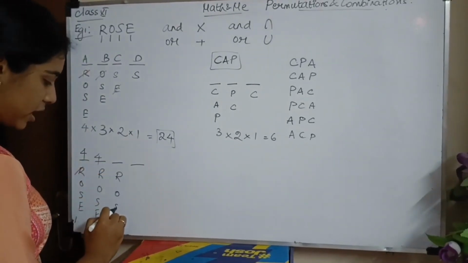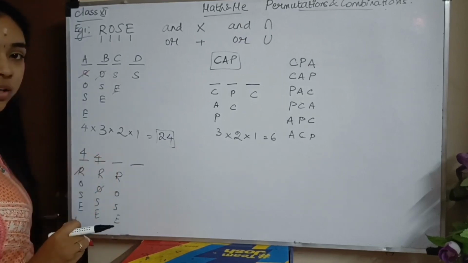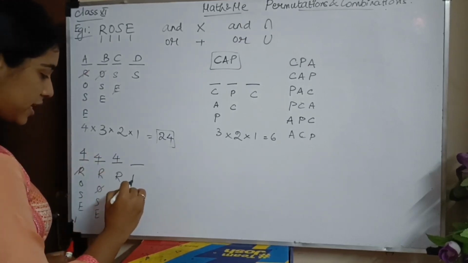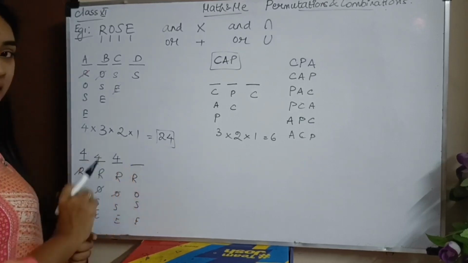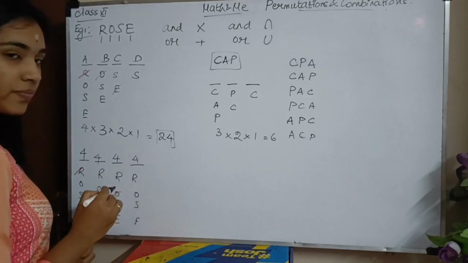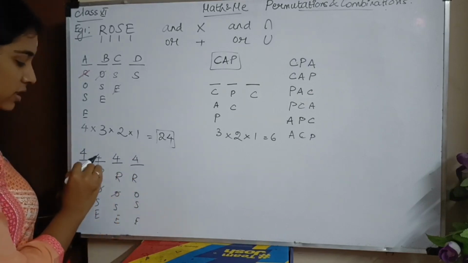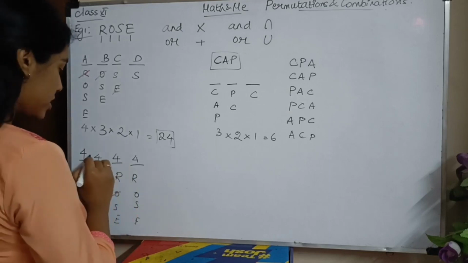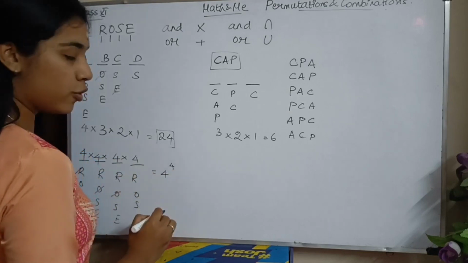Again, if I have R, O, S, E, and for example O is taken, I can again have O here. So again I'll have 4 options. If O is taken here, I can again have an O. Correct? So 4. I need 4 places: the first place, second, third and fourth. So I'll have 4 into 4 into 4 into 4, which means 4 to the power 4 options.